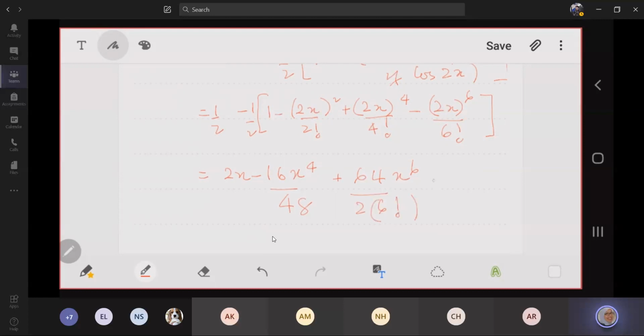Okay. So anybody has any question? This is just to use the standard result. You won't be asked to derive that, but you might be tested on how you can use the standard result of this Maclaurin series.